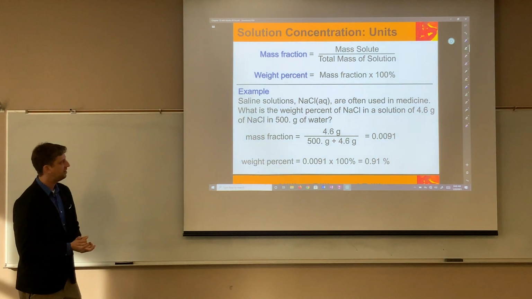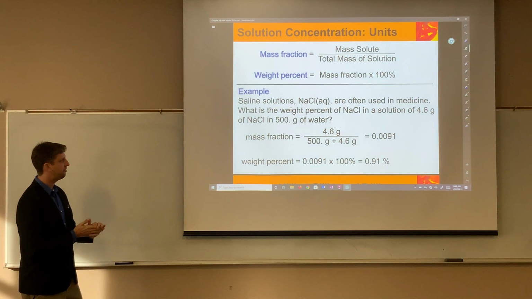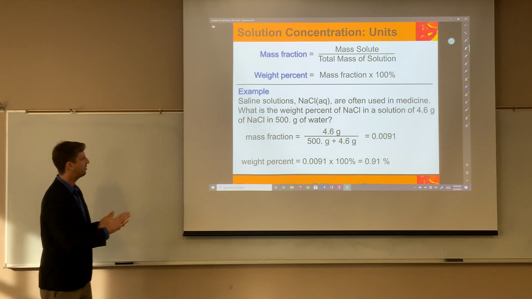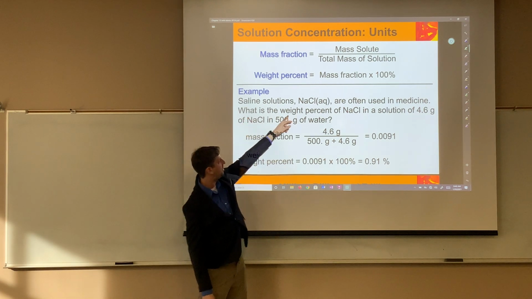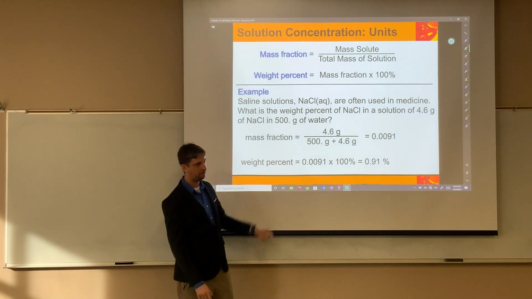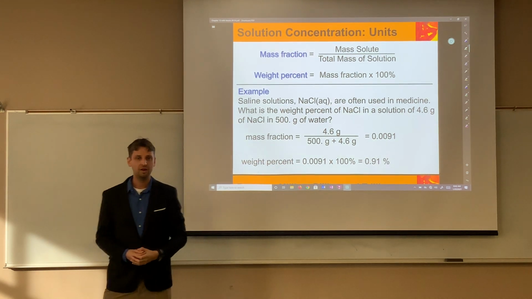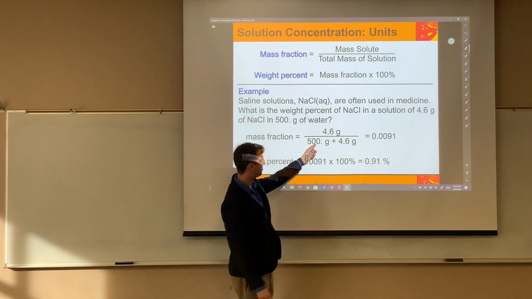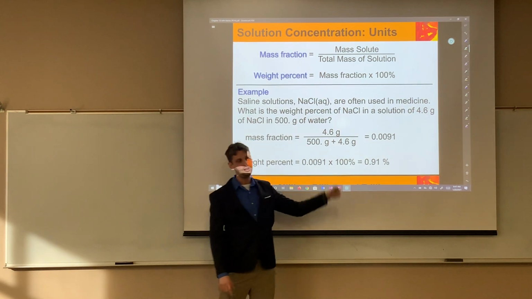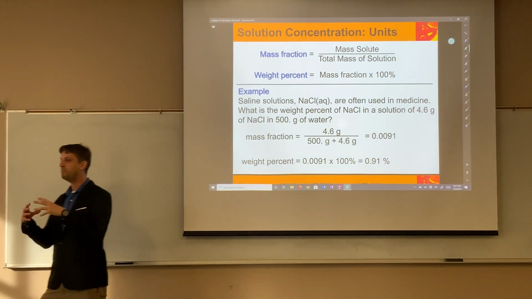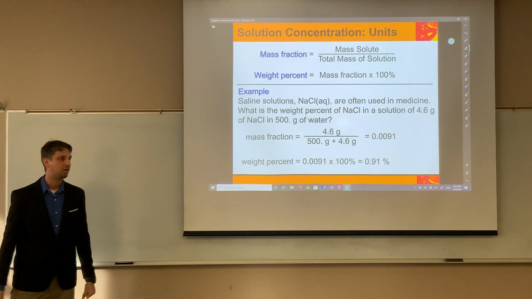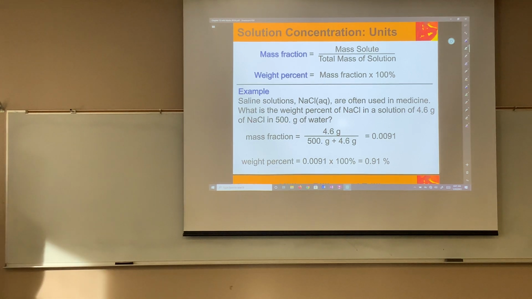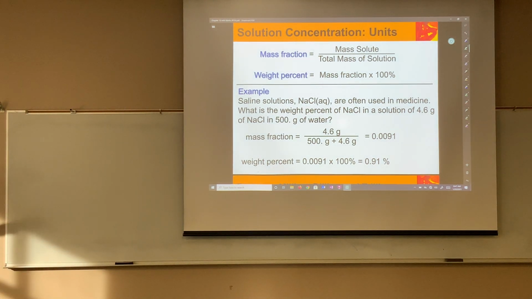So what is the weight percent of sodium chloride in a solution of 4.6 grams of sodium chloride in 500 grams of water? To get the weight percent, we need to get the mass fraction and multiply by 100, okay? That's all this question is asking. And like I said, don't forget this part down here at the bottom. It's not the mass of the solvent, it's the combined mass of the two together, okay? So don't skip that part when you're working through these problems in the book. Other than that, math is easy, right? Good.